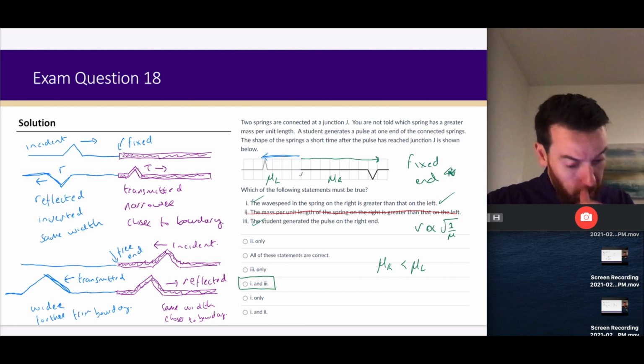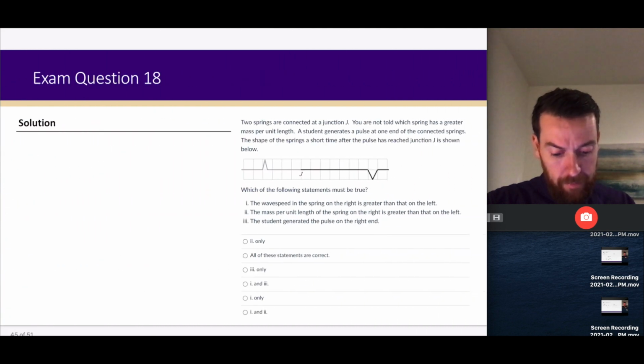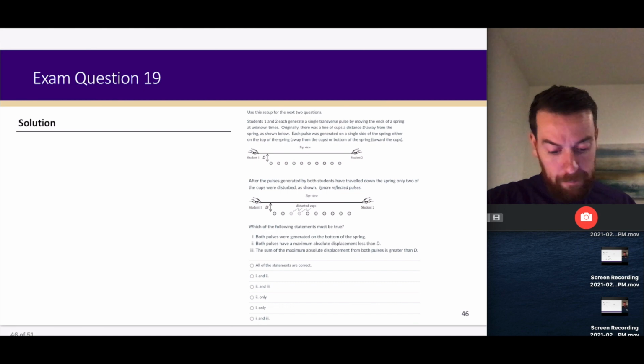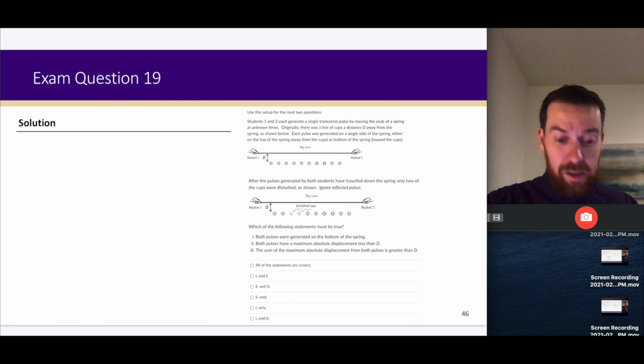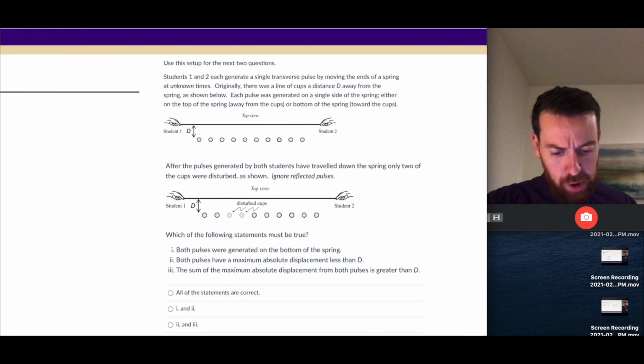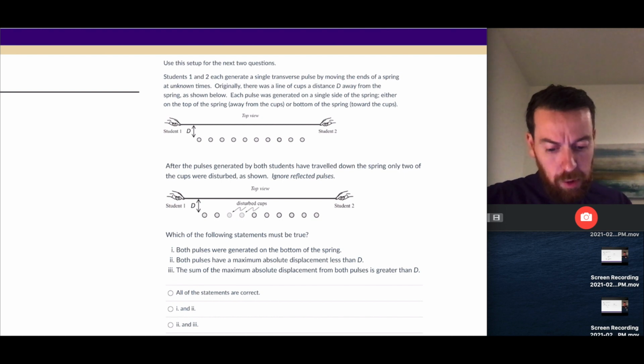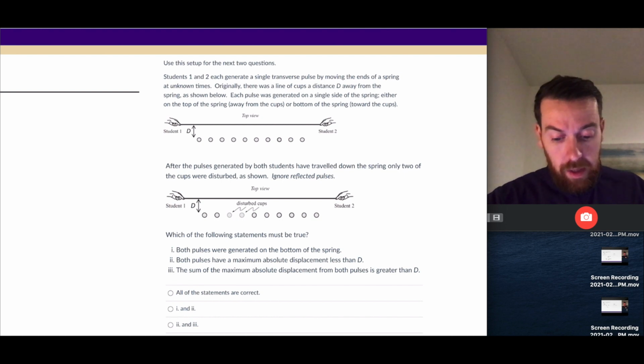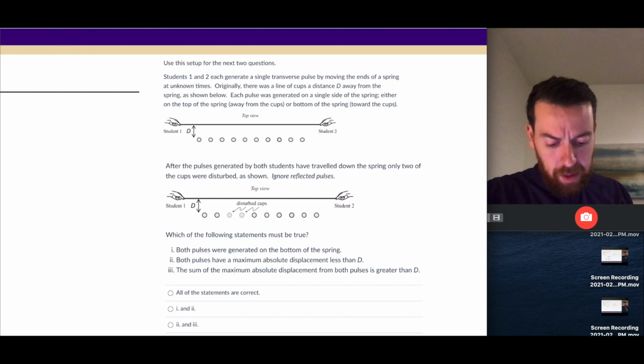Okay, let's go to question 19. That's just the second page. Question 19 is a similar kind of question. Use the setup for the next two questions. There was a sort of free response question.